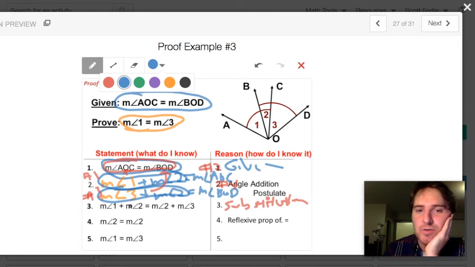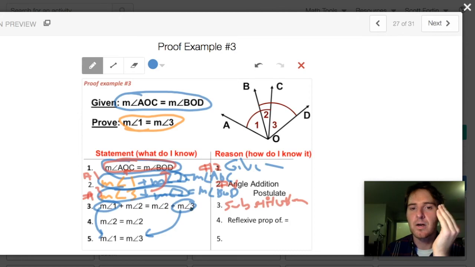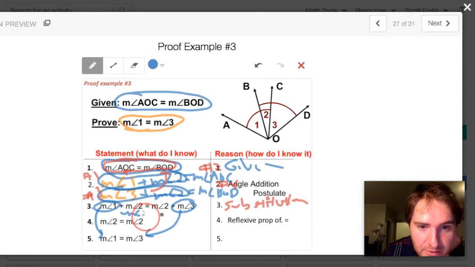A lot of times what you can do is just subtract the measure of angle 2 from both sides. So we've justified step 3. Our whole goal is we want to get measure of angle 1 equaling measure of angle 3, and we can do that. Because measure of angle 1, we're adding something to it here. Measure of angle 3, we're adding the same thing over here. So what we can do is subtract measure of angle 2 from this side and subtract measure of angle 2 from this side.